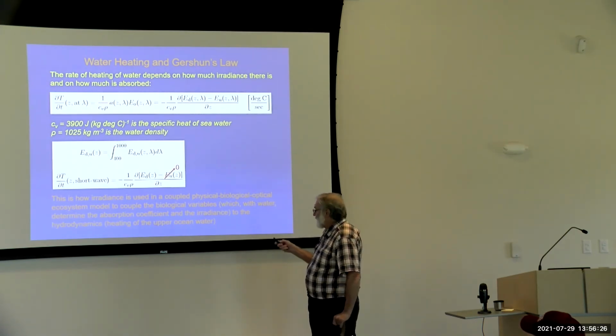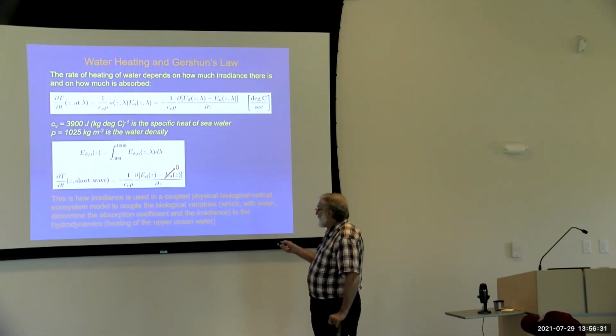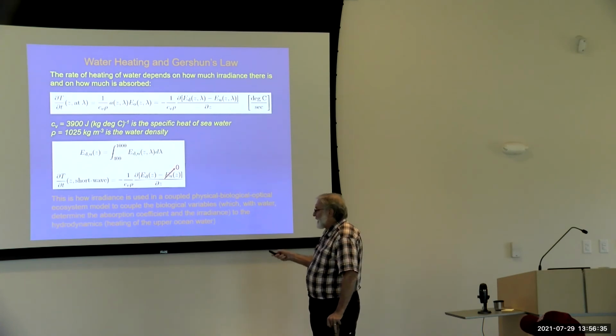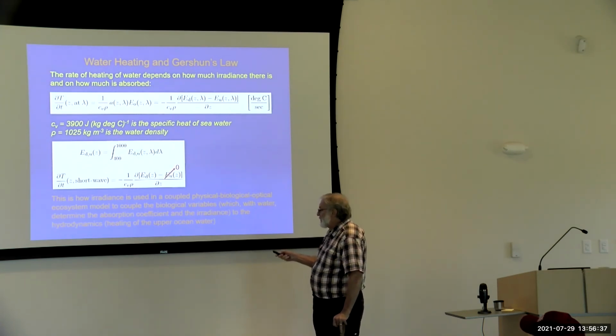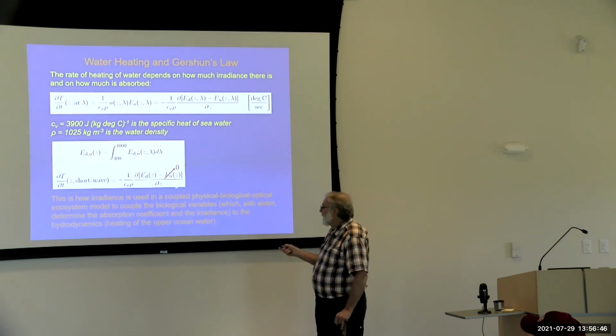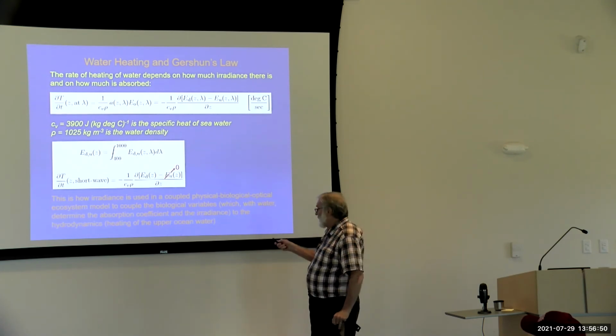So you actually have a similar thing, but it's now not at one wavelength, it's the broadband values. And then you have the rate of change of water temperature due to short wave radiation is the depth derivative of ED minus EU. And then they say, well, you know, EU is usually only a couple of percent of ED. So let's just throw that out.